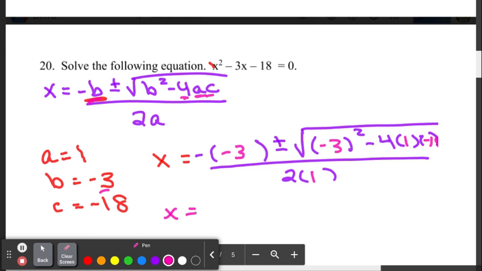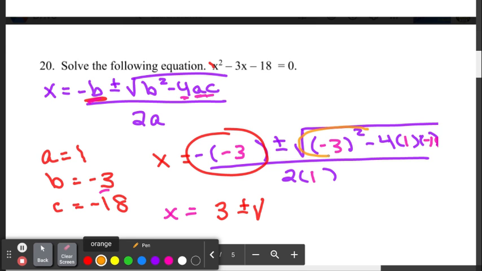So now we're going to simplify a little bit. Negative, negative 3. 2 negatives make a positive. So now what you're going to do is put this in your calculator. And you get 4 times 18. I'm trying to figure this out in my head. My family is distracting me. 4 times 18. Wait.